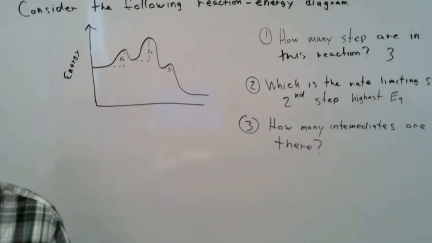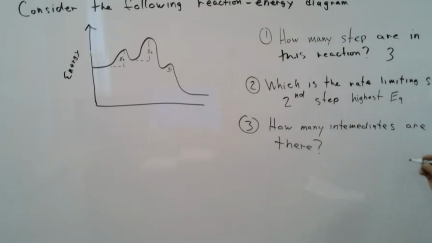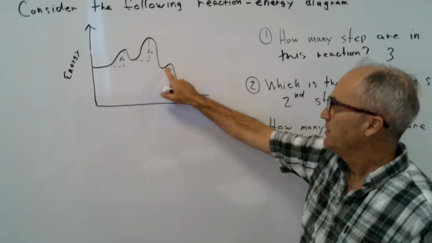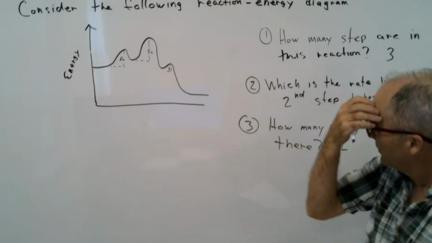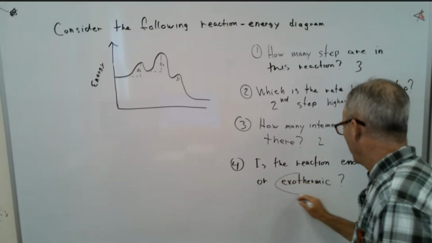How many intermediates are there? 2. Very good, yes. There are 2. Evidently there's an intermediate there and another intermediate there. Is the reaction endothermic or exothermic? It is exothermic.